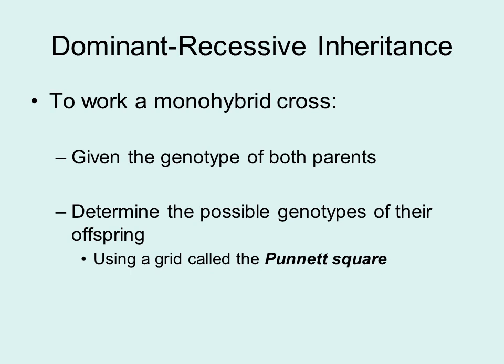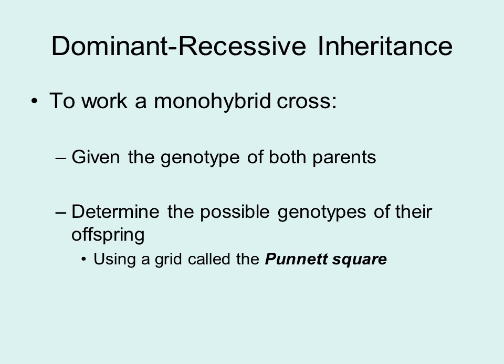To figure out what a monohybrid cross is, basically what you're going to do is you're going to look at one trait. You are given the genotype for both parents, so you're given the information as far as for each parent, are they homozygous, are they heterozygous, and you're going to set up a Punnett square. This is an easy way of trying to predict what the possible genotypes for the offspring.